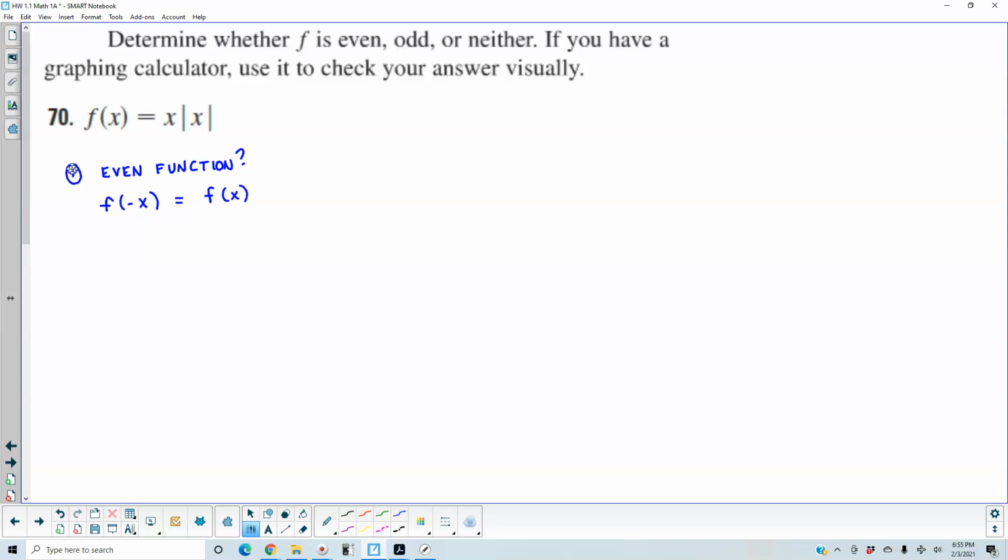So that means if we plug in negative x into the function, is that going to equal the original function? So that becomes negative x times the absolute value of x, and that equals x times the absolute value of x. That does not equal, so it's not an even function.